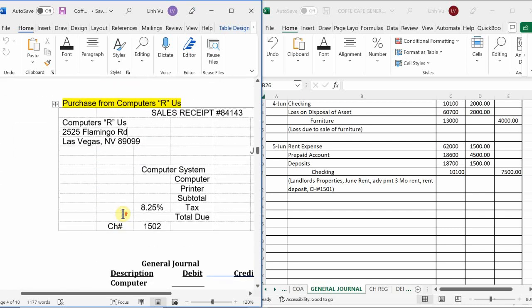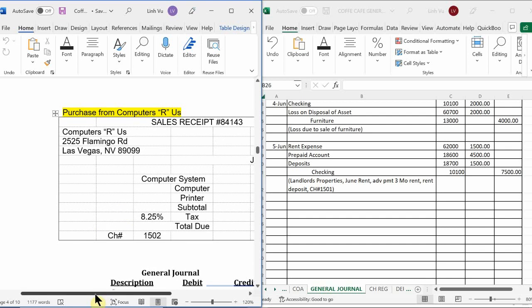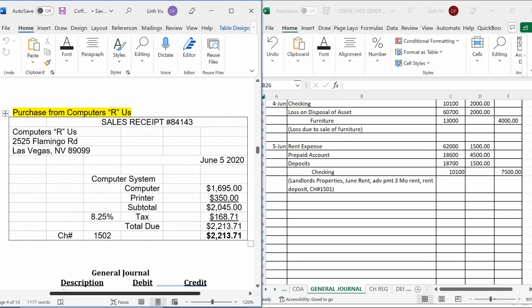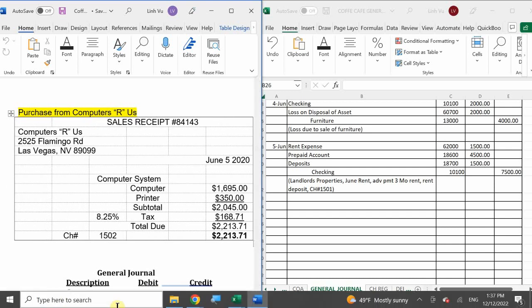So here's where we went to Computers R Us store here. And we end up picking up a computer system. So here it is June 5th, right? We purchased a computer system, which consists of a computer and a printer. We got some tax, and then we end up writing a second check to Computers R Us for the grand total of $2,213.71. Okay? So in this case, let's do the 7 steps of transaction analysis and determine which accounts we're going to be needing to use.